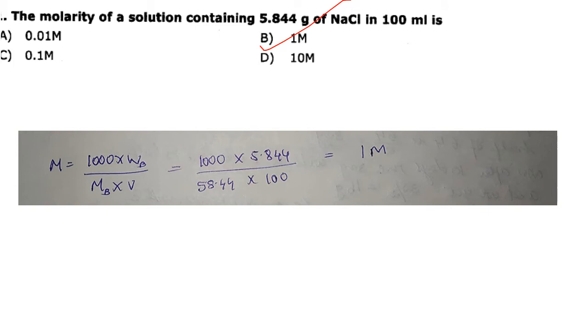The next one. The molarity of a solution containing 5.844 gram of NaCl in 100 ml is. So we have got a formula for calculating molarity, that is molarity is equal to 1000 Wb by Mb into V, where Wb is the mass of the substance, Mb is molecular weight of the substance, V is the volume in ml. So 1000 into 5.844 by 58.44 into 100, you will get it as 1 molar after substituting in the formula. So answer is option B.